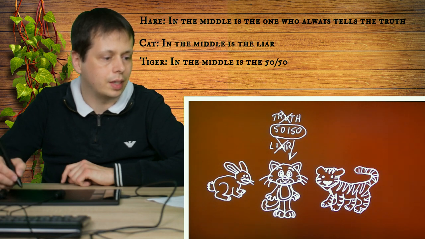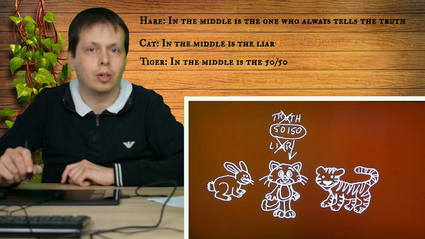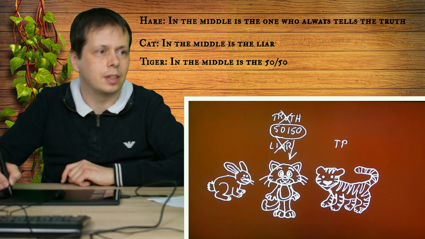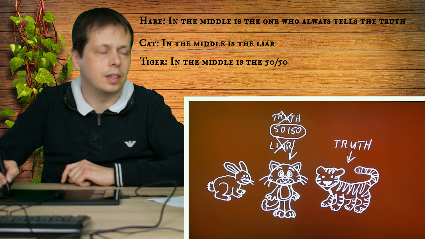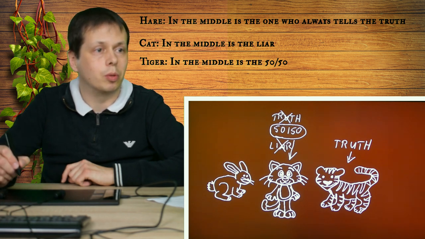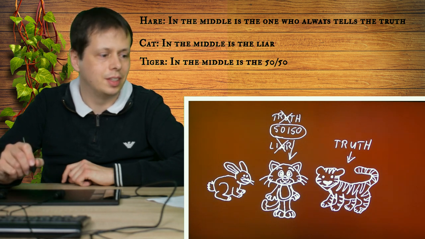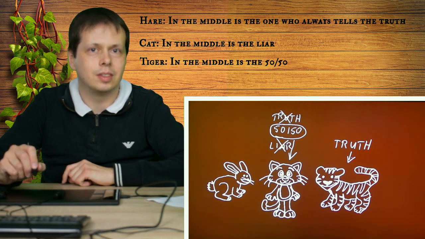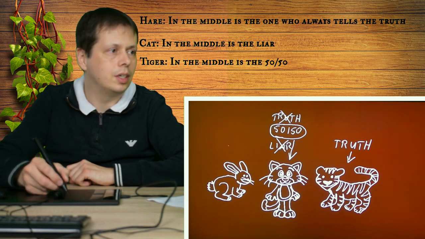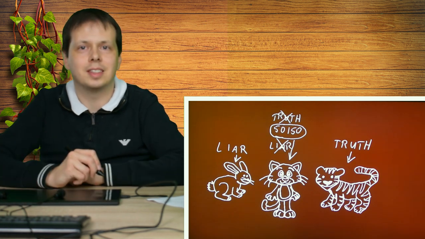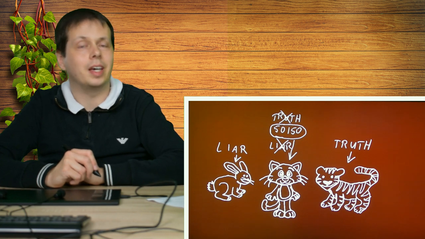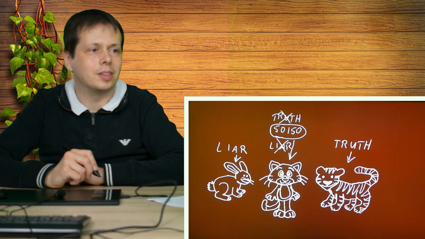So the tiger said, in the middle is the one who sometimes tells the truth and sometimes lies. So obviously he tells the truth. Sitting on the right, the one who always says the truth. And left, the hare said, in the middle is the one who always tells the truth. And it isn't. So he must be the liar. This is the first part, and now I have another little riddle or logic puzzle.